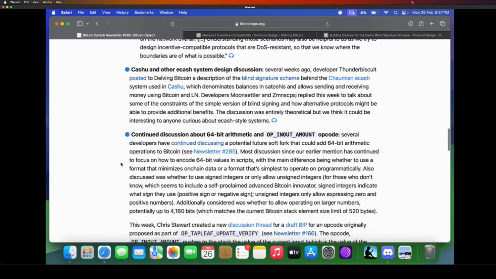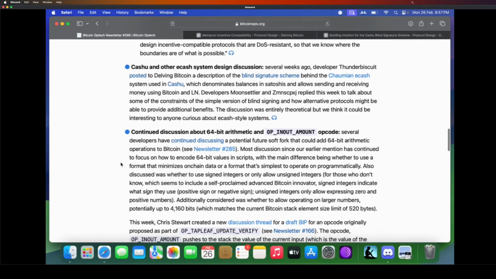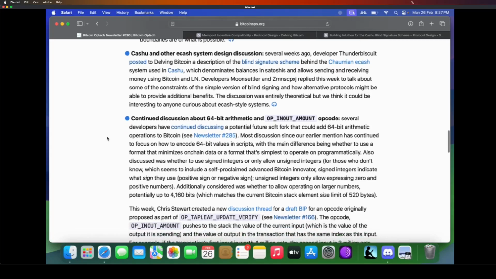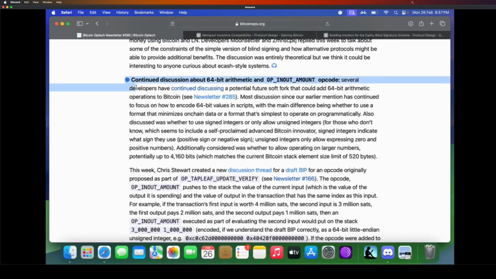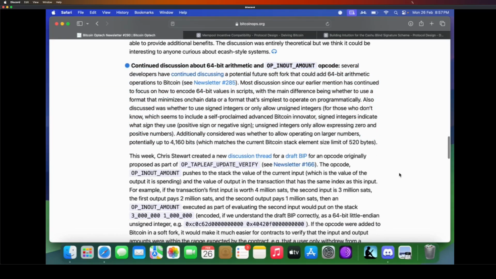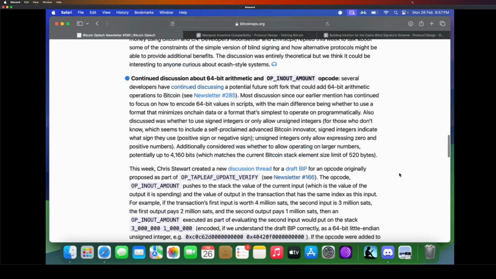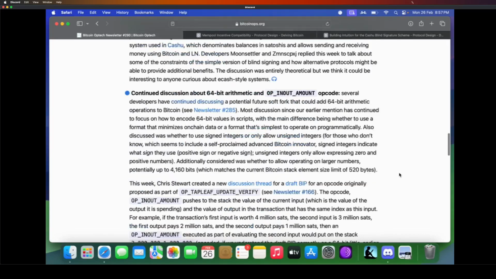All right. Next, let's move on to the next one. Continue discussion about 64-bit arithmetic of in-out amount opcode. We already reached the 9 o'clock mark, so I'll probably not read through this. Okay, I'll just go through the gist of it.